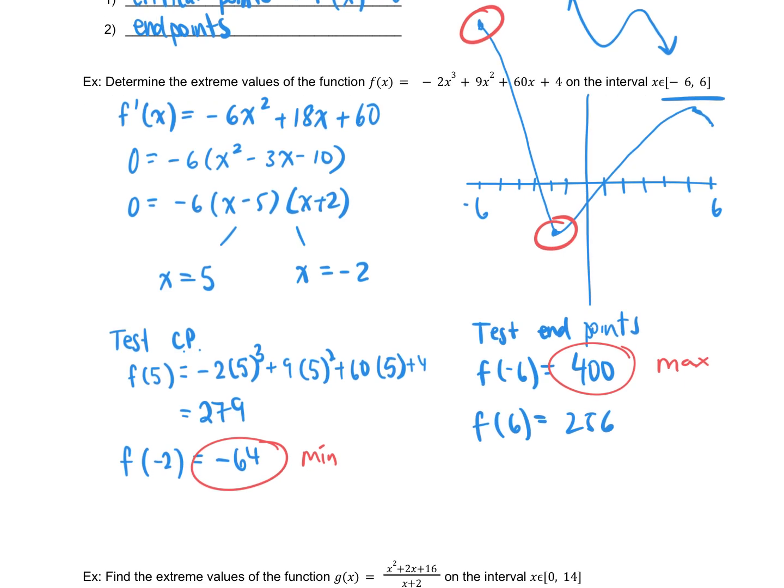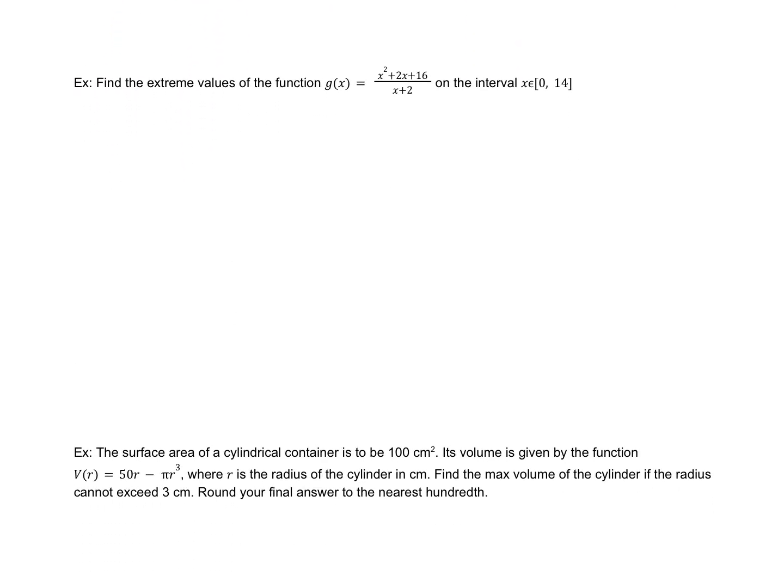So now let's try another example. And here we have a rational example. So first I would take a little peek at my numerator, see if I could factor anything here, x squared plus 2x plus 16. For 16, we could do 2 times 8, 4 times 4. No, nothing's gonna help us factor it. So I need to find these extreme values. So I want to find my critical points of this function, and I will also test those endpoints.